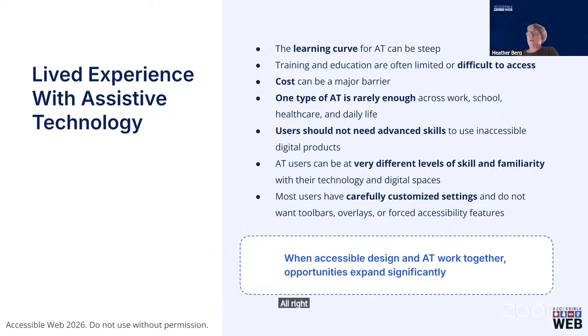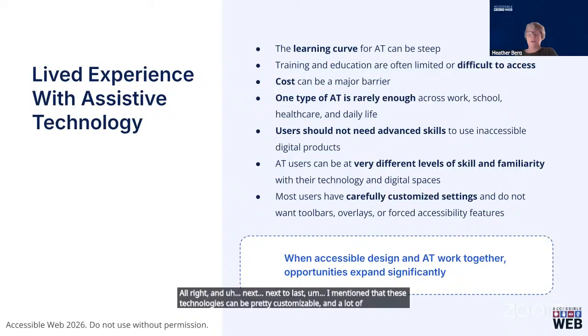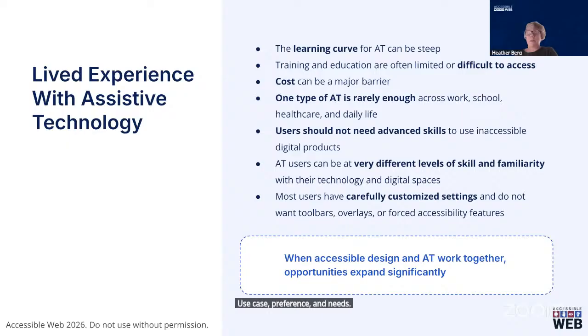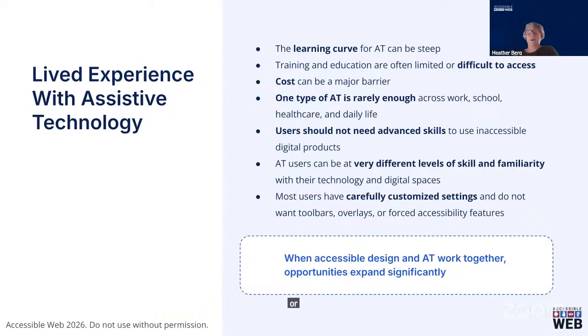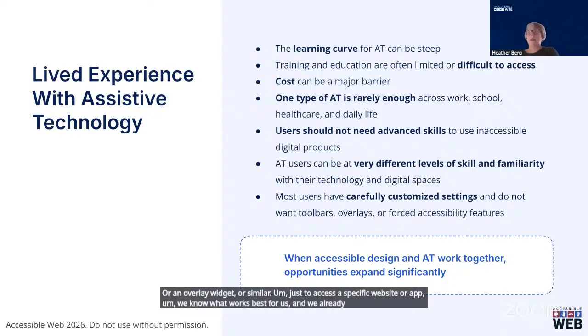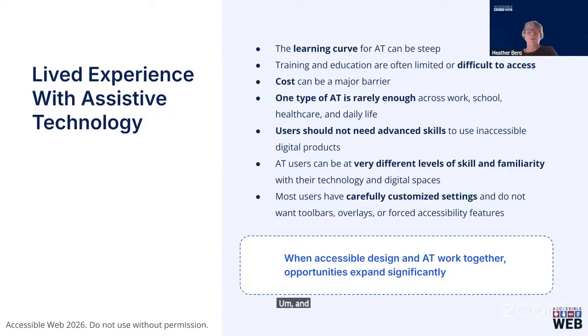All right, and next to last, I mentioned that these technologies can be pretty customizable, and a lot of us really have our settings dialed in to our exact use case, preference, and needs. And it can be super frustrating when we encounter things like an accessibility toolbar or an overlay widget or similar, just to access a specific website or app. We know what works best for us, and we already have that dialed in, and don't want to have to jump through the extra hoops of interacting with those additional pieces of software just to be able to access the content.